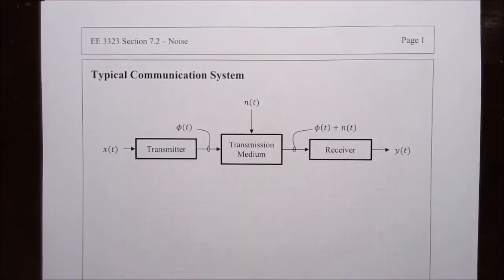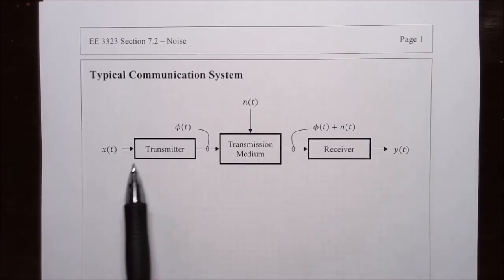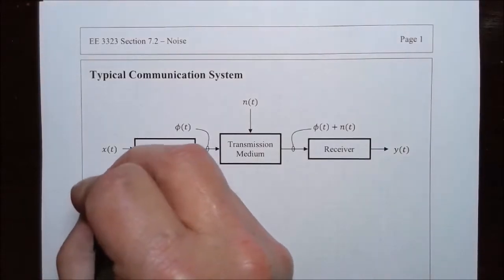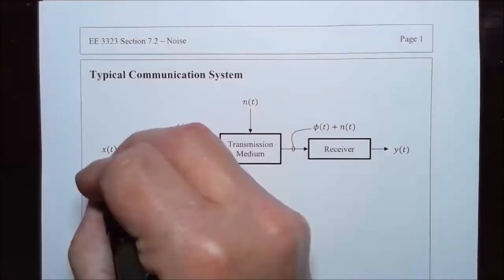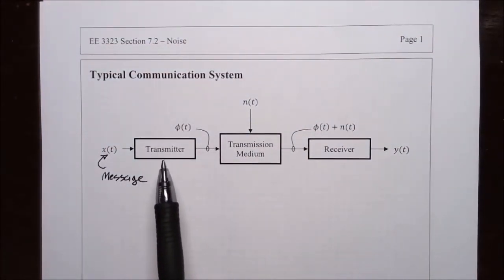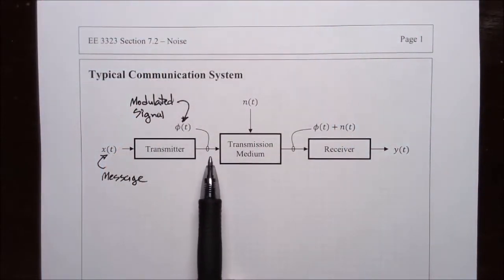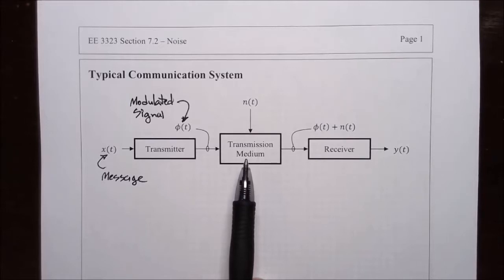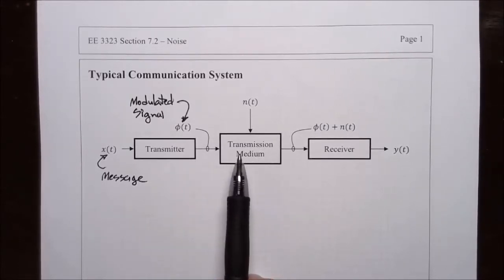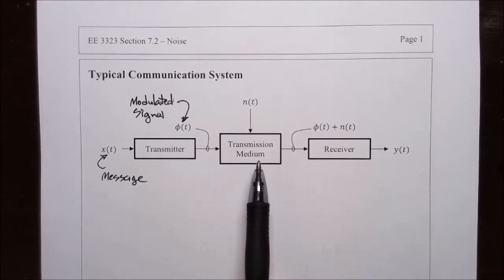Okay, let's discuss noise in a communication system. Here is our block diagram for a typical communication system. We start with the message signal x of t, and that's applied to a transmitter that produces a modulated signal, phi of t. Then the modulated signal is transmitted through some medium. Could be connected to an antenna, transmitted through space. Could be a cable, or a waveguide, or some other kind of transmission medium.